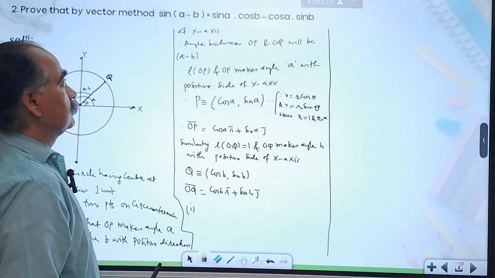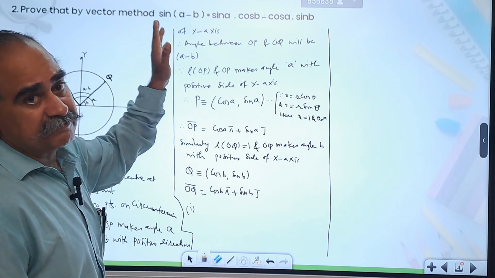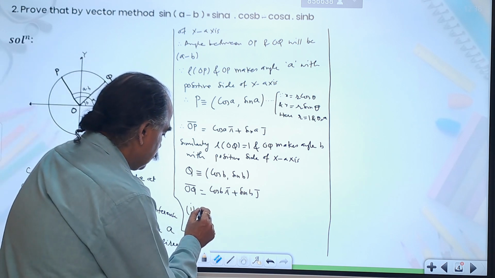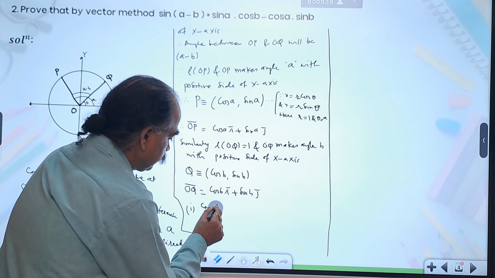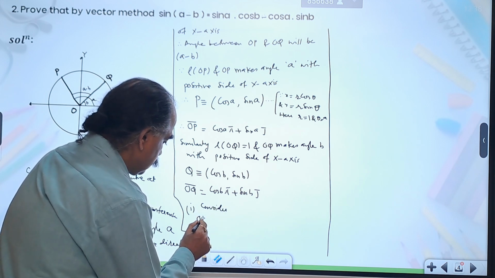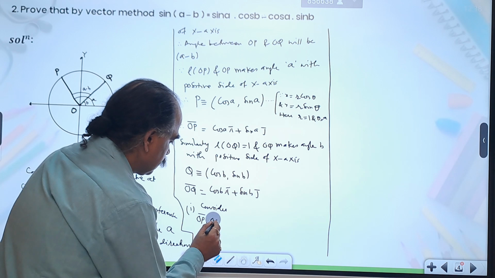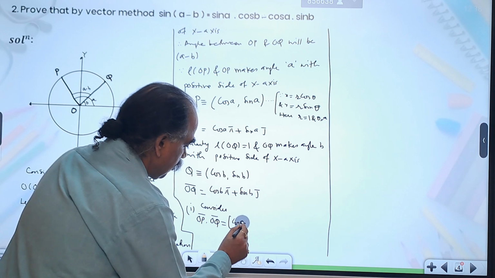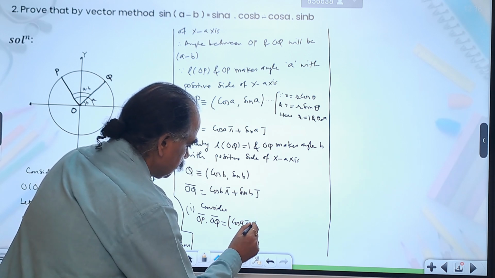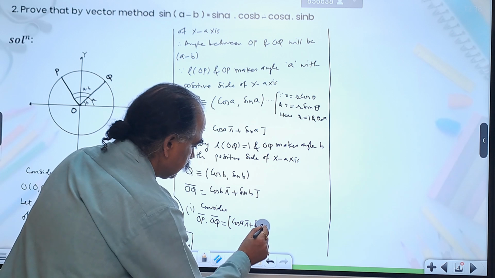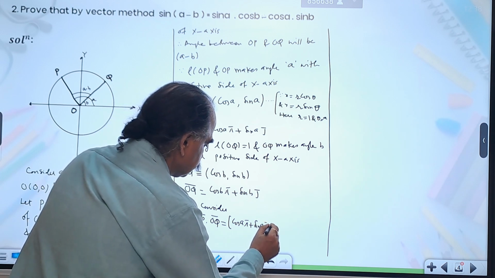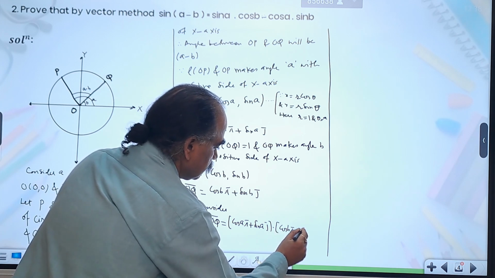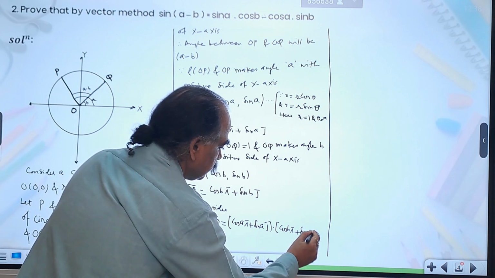If we have to prove cos of A minus B, now we'll take dot. Actually here I'll prove all four: cos A minus B, sin A minus B, cos A plus B, sin A plus B. So first let me do cos A minus B. Consider OP bar dot OQ bar, cos A I bar plus sin A J bar dot cos B I bar plus sin B J bar.